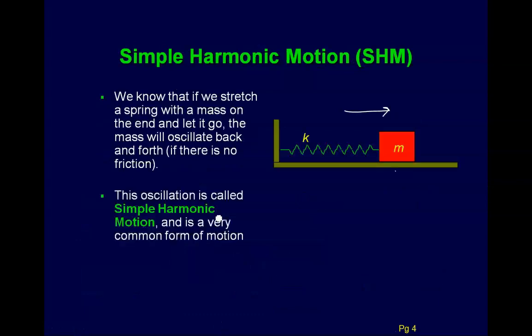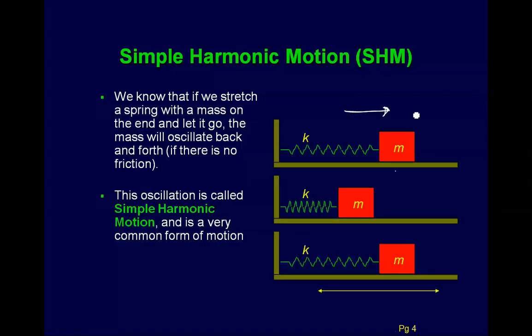And so as an example, let's say that we pull a spring out some distance here with a block on it. Well, what's going to happen is that block is going to bounce back and forth. And this motion is called simple harmonic motion, this oscillation.